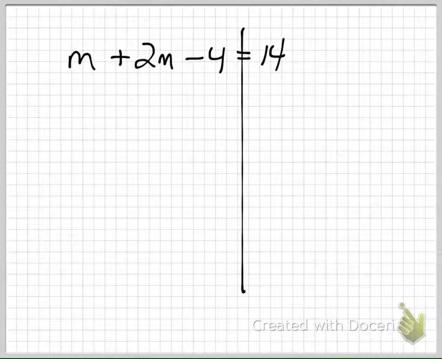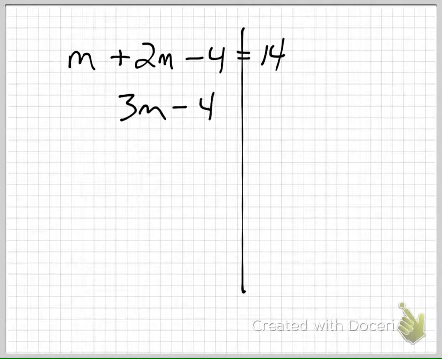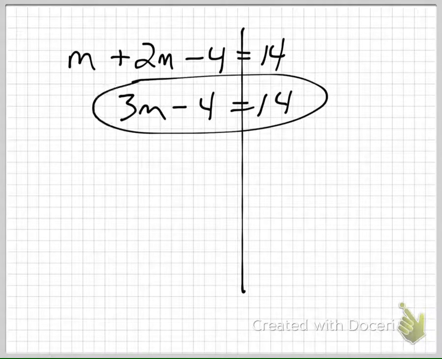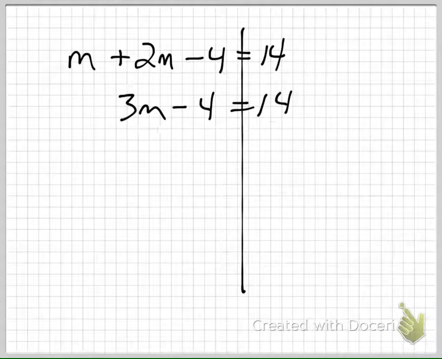The m plus 2m. What is m plus 2m? 3m minus 4 equals 14. I want you to rewrite it cleaned up. So now this looks just like something you would have done yesterday. Agreed? That's the whole point, that you're going to have to clean up the house so that it gets to the point where it looks like just a simple two-step equation.